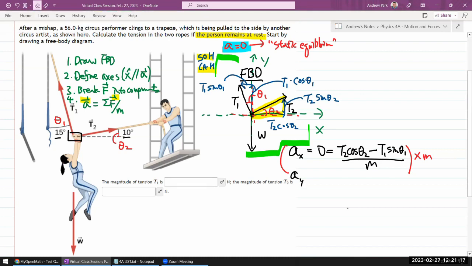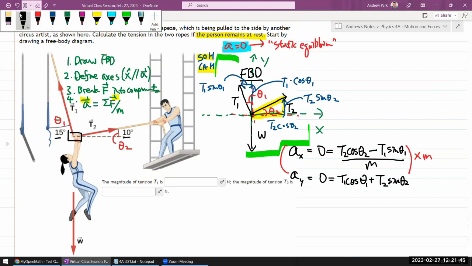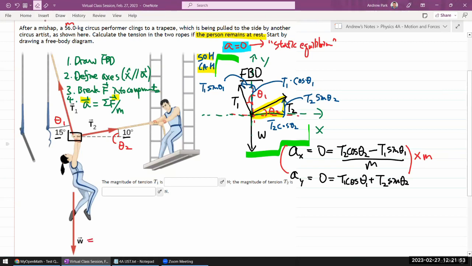So acceleration along the y direction is also 0. In the y direction, I have three forces: the y component of T1, the y component of T2, and then weight. So let me write down the y component of T1, T1 cosine theta 1, plus the y component of T2, T2 sine theta 2, and then weight is going downward. Oh, and it looks like I'm given the mass of the performer. So let me write down my weight in terms of that mass. It should be m times g, so I'll write it down that way.